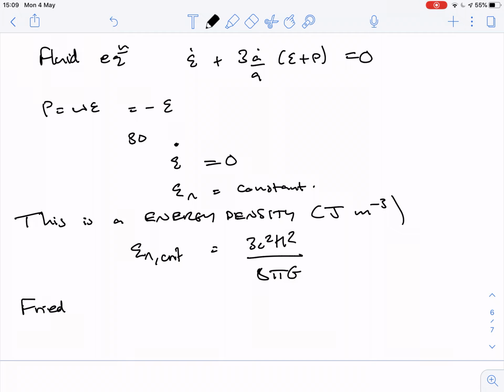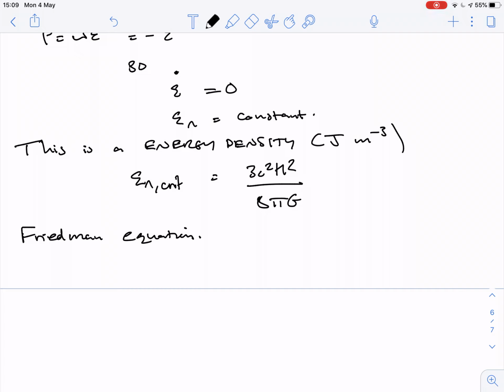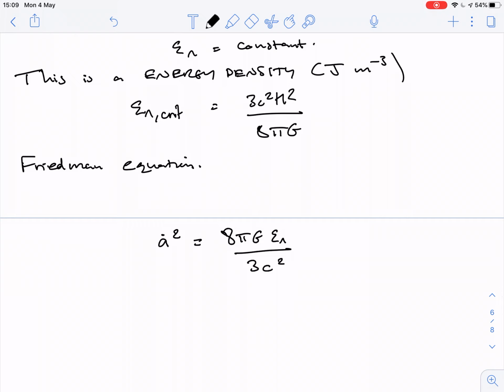And here the Friedmann equation, very simply, I just substitute in ε equals ε lambda, so I get a dot squared equals 8 pi G ε lambda over 3c squared. And I can rewrite that, if I like, as a dot equals H a. Sorry, there's an a squared here. So a dot equals H times a. And I'm going to write H naught because it turns out that the expansion rate of the universe is always the same in a cosmological constant dominated universe.